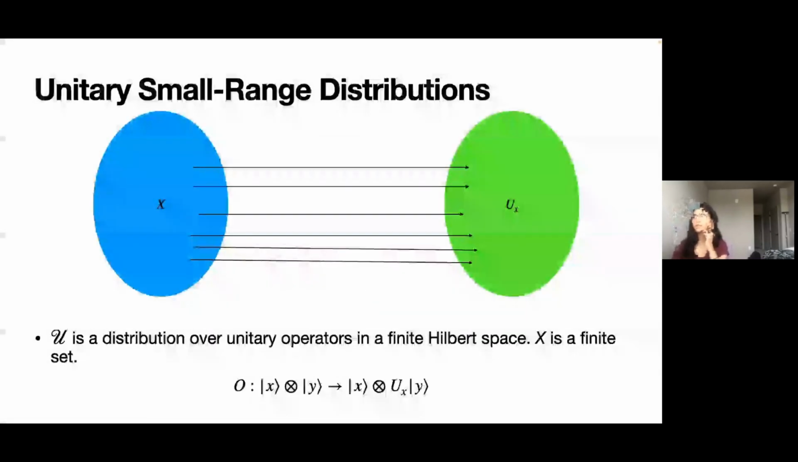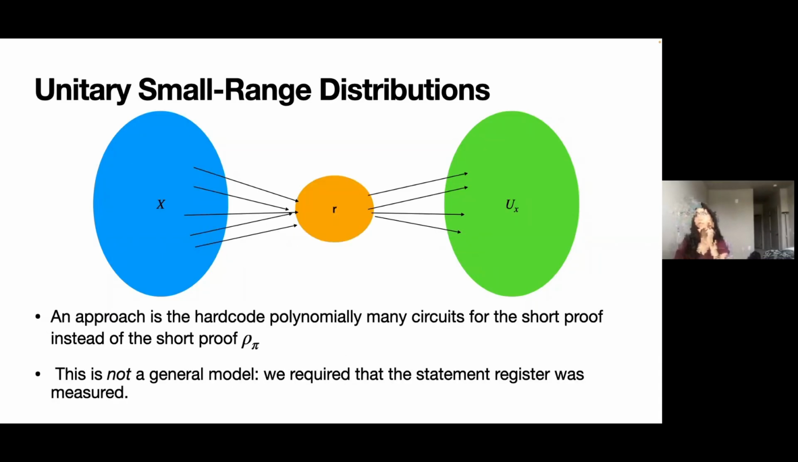One way to fix at least one of the problems is to consider unitary small range distributions. Here U is now a distribution of unitary operators instead of functions, and X is still a finite set. Now you can consider the oracle that maps X and Y to U sub X applied to Y. The same small range distribution approach still holds here. You could hard code polynomially many circuits for the short proof that are generated from a small subset of the range of possible unitary operators.